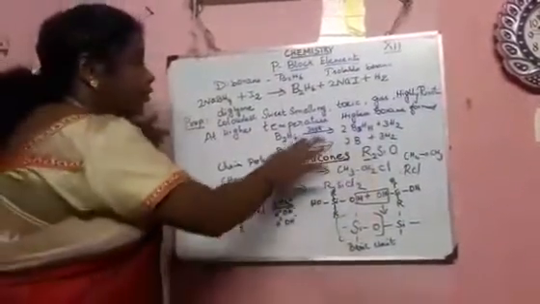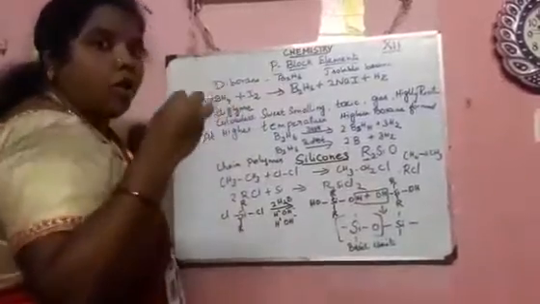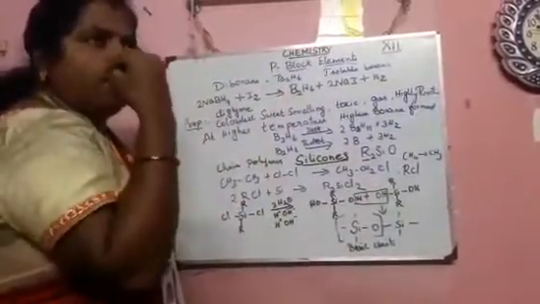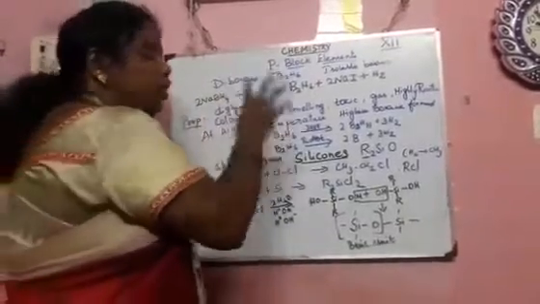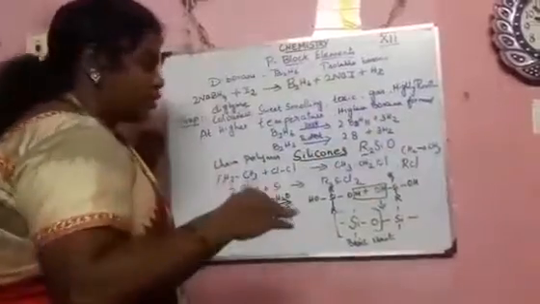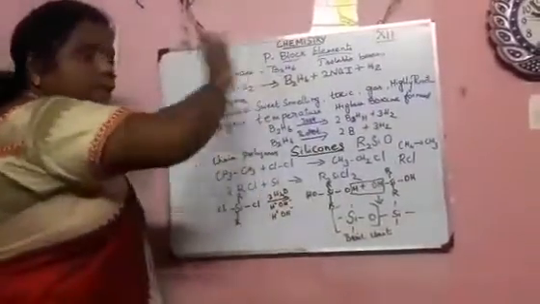And if it is in a red hot condition, that means increasing the temperature further, boron is formed. You can get boron in the simplest way. Okay, these are the boron group.